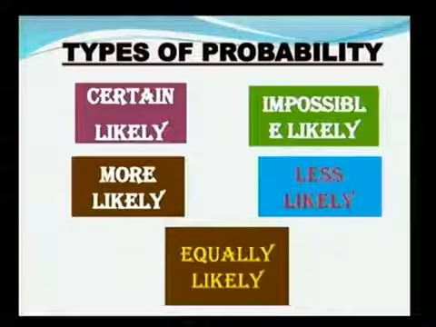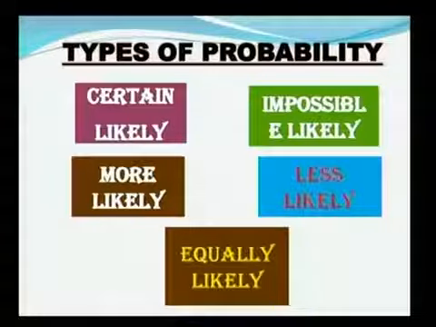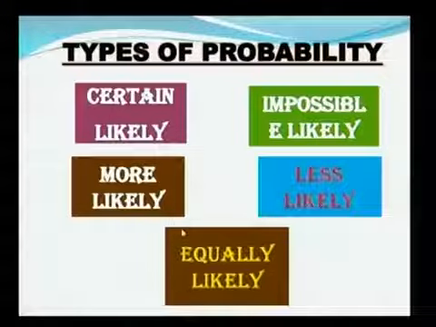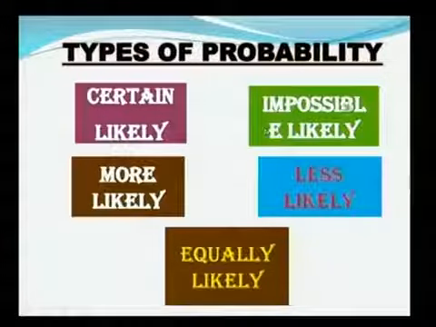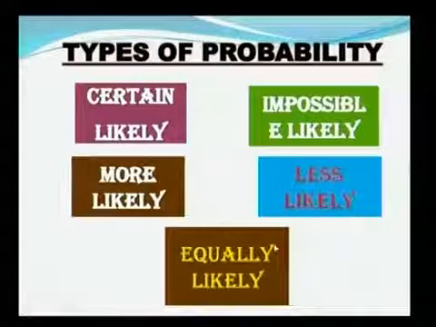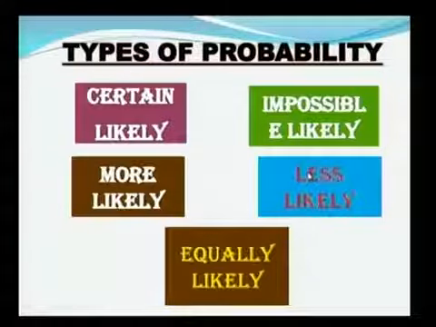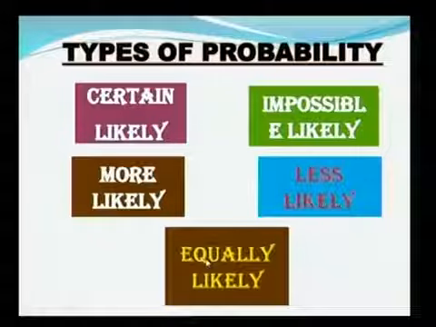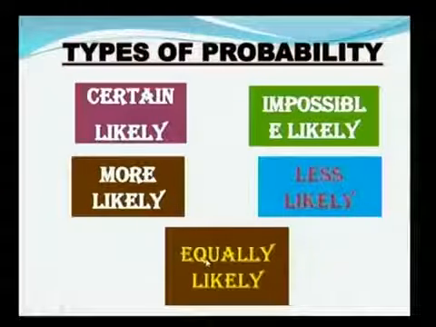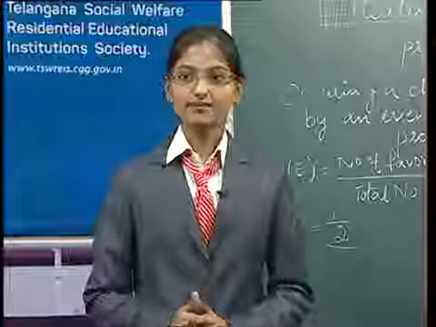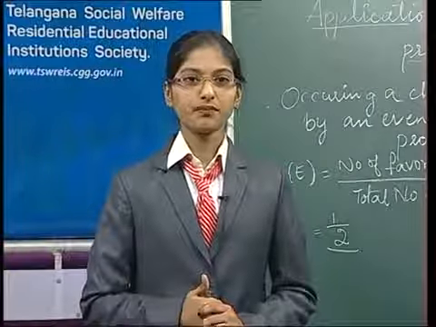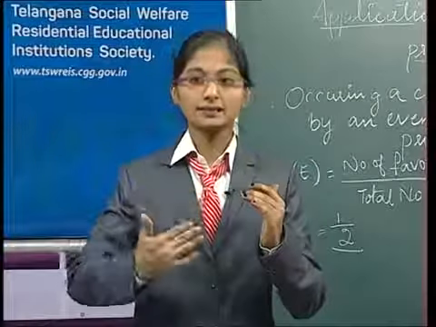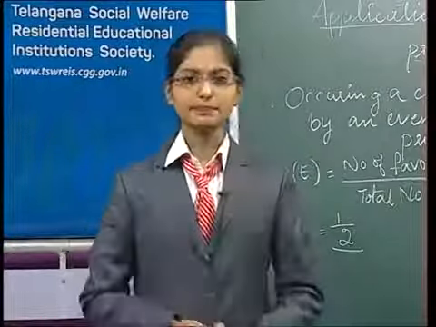Here are the types of probability. The first one is certain, the second one is more likely, the third one is impossible, the fourth one is less likely, and the fifth one is equally likely. So, what is meant by certain? Yeah, the first one is certain. The chances which come 100%, that means exact chances will come, is called certain.